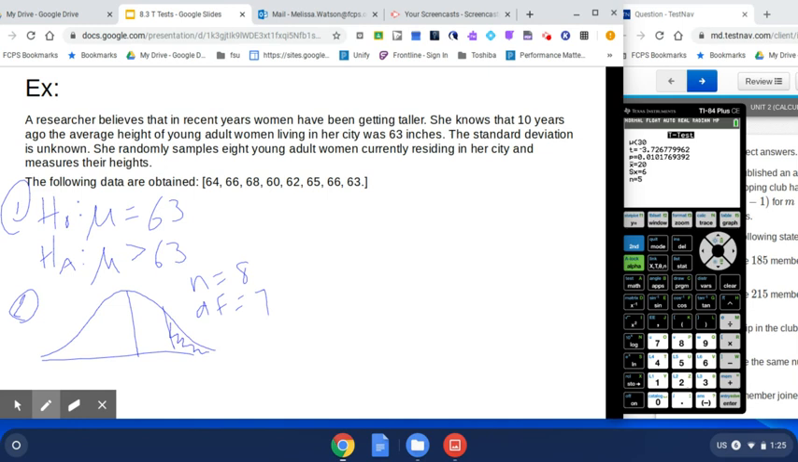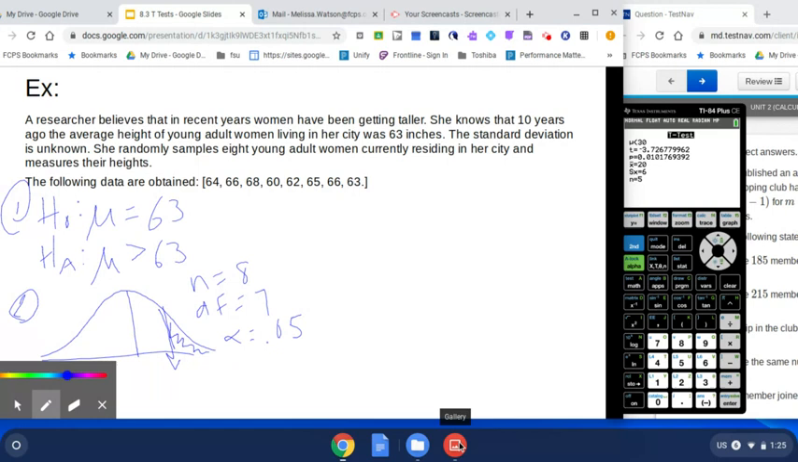Again, N minus 1. And then notice, guys, that it didn't give us an alpha value in the prompt. So when this happens, we're just going to use an alpha value of 0.05. That is the most commonly used alpha value. So when one's not given, that's what we're going to use as the default, 0.05.